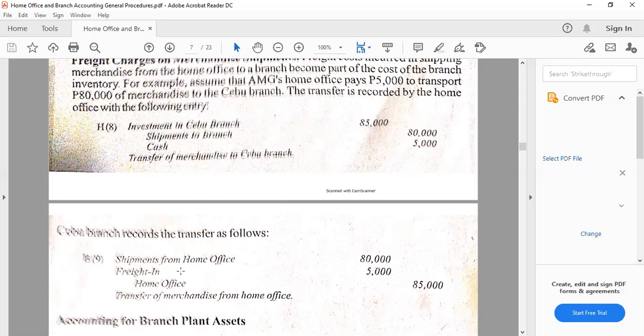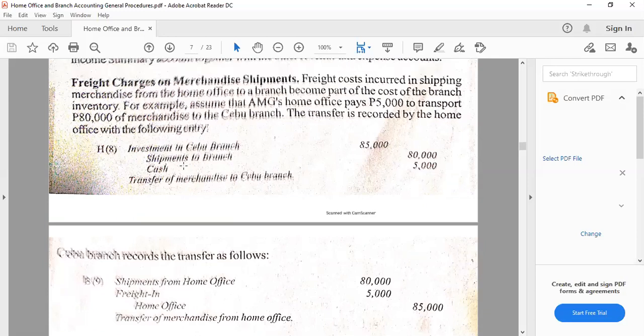Anyhow, you can also notice and we can realize actually that the two reciprocal accounts are equal. Then the shipments from home office and shipments to branch are also equal. The other two reciprocal accounts. Now we have four of them in the same transaction. And then the freight in is reflected as well as the cash. Freight in on the part of the branch because actually that is for the sake of transport or transfer of the goods to the branch. And then it is the home office that paid.